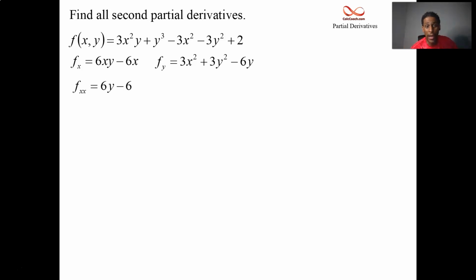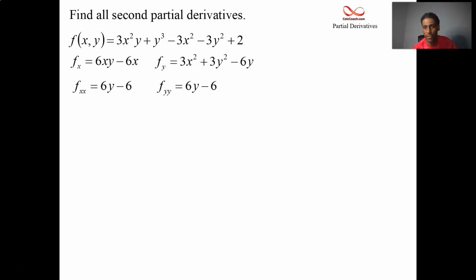How about the double y partial? You do it with respect to y, then you do it with respect to y again. You focus on the last two terms because they have the y in it, 6y minus 6. This is very strange. Don't expect this to probably ever happen again, but the double x partial is equal to the double y partial.